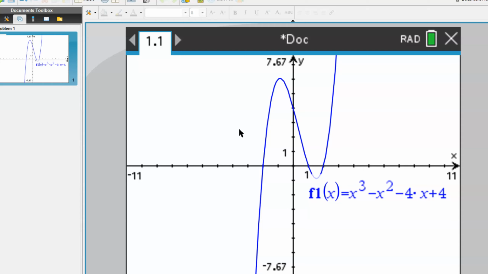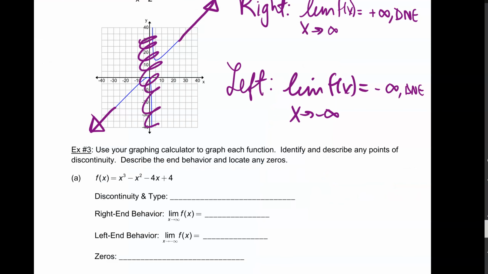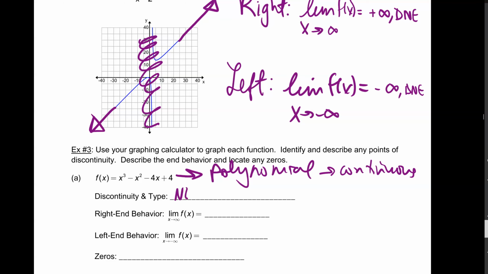What's the domain of a polynomial? All real numbers. So you literally already have half of this done because you know it. We're not surprised. This is a polynomial, and we know it's continuous, and that's why the domain is all real numbers. So discontinuity and type, there's none, right? You know the domain is going to be all real numbers. Let me pause here if you have a question, because I might have gone a little too fast with that one.